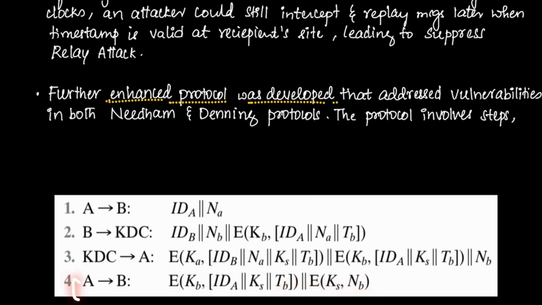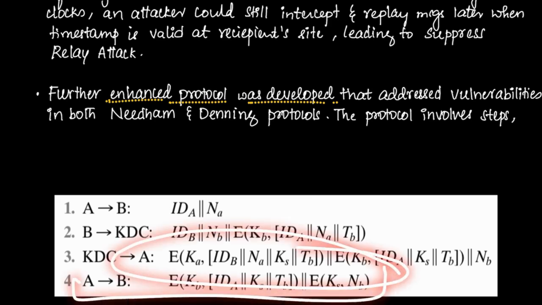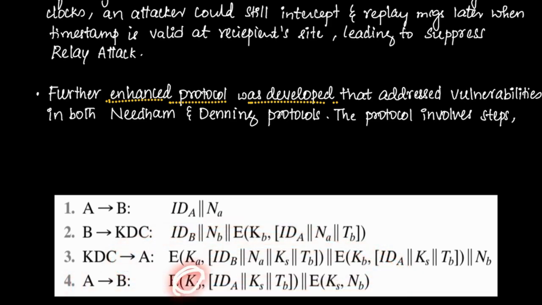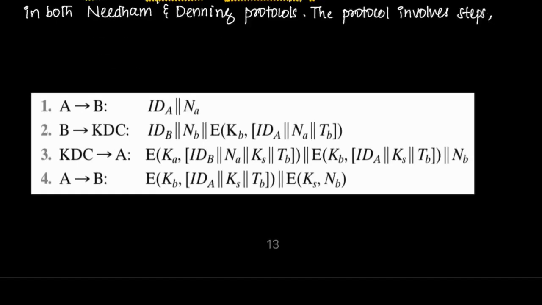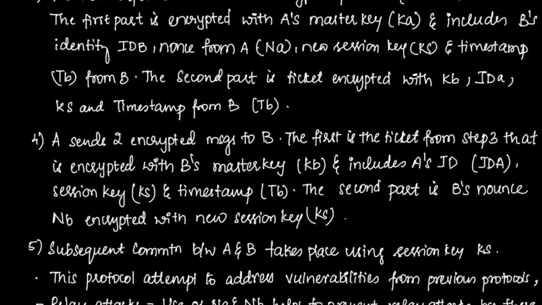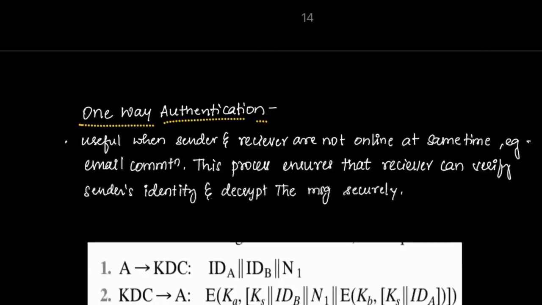The encrypted session key will ensure that Bob can securely receive the session key. Only Bob can receive it. Encrypting NB with the session key proves to Bob that Alice possesses the correct session key, completing the mutual authentication process. So here confidentiality, authentication, integrity, key establishment, all these factors are met. I have written down the explanation for the entire thing.